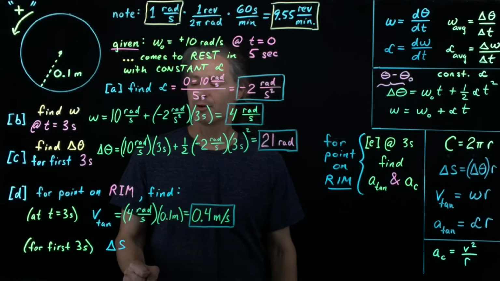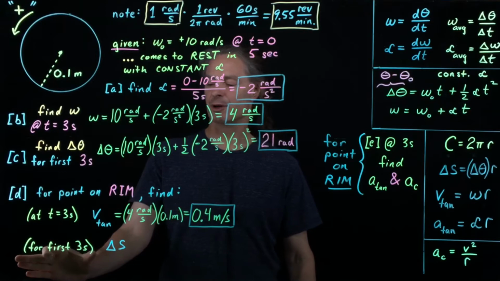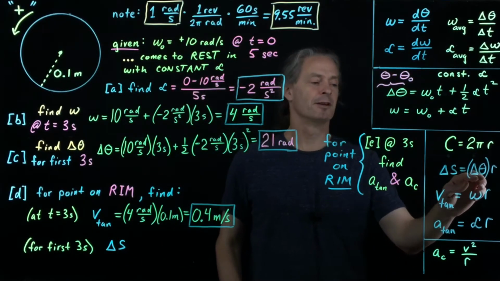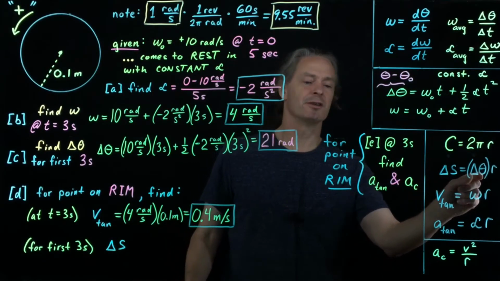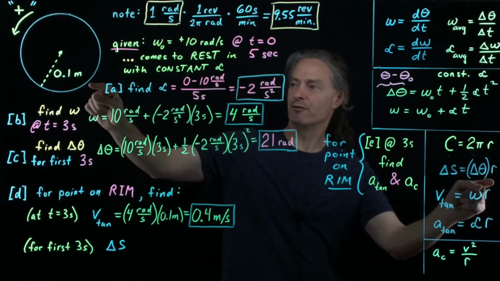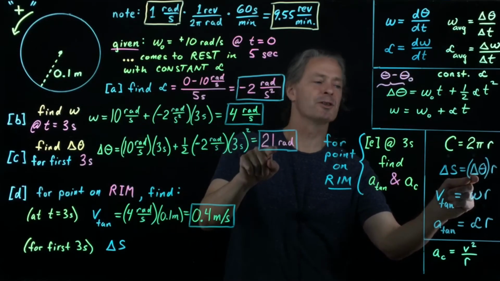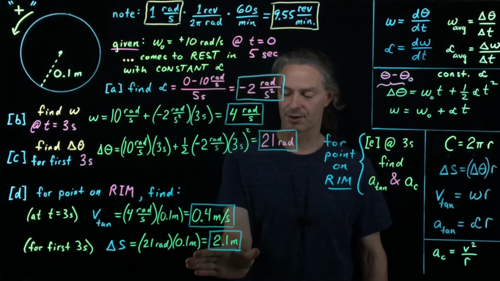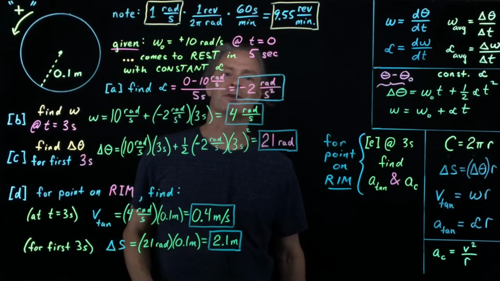In a similar way, we can find the total arc length traversed for the first 3 seconds of motion. For that, we use this expression here, the relationship between arc length, angular displacement, and radius. So for the first 3 seconds of motion, the angular displacement was 21 radians. We can multiply by the radius since we're looking for the arc length traversed by a point on the rim. So we'll have 21 radians multiplied by 0.1 meters. We can put that in here, and that gives us 2.1 meters of arc length traversed by a point on the rim in the first 3 seconds of motion.